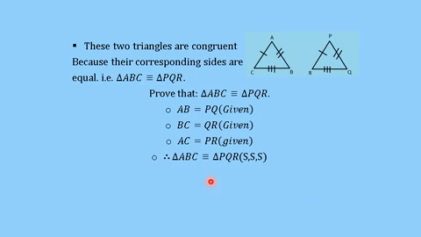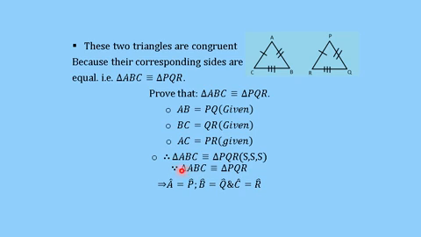Therefore, we've proved that the corresponding sides of these 2 triangles are equal. Then we conclude that triangle ABC is congruent to triangle PQR. Side, side, side. So don't worry about this reason. I'm going to show you shortly.